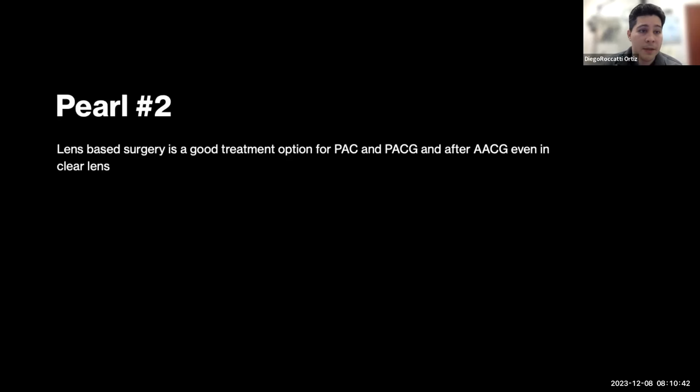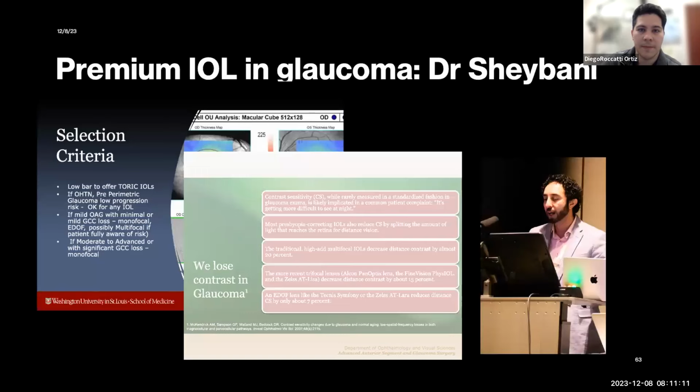So problem number 2 would be lens-based surgery is a good treatment option for primary angle closure with pressures more than 30, which is what the study included, and primary angle closure glaucoma. And even after an acute angle closure glaucoma, even though the lens would be clear, which is obviously, if you had a cataract, you would take it out and that would be the end of it. But if the lens is clear, do consider this as a treatment option.